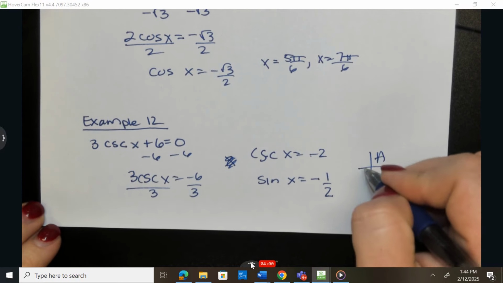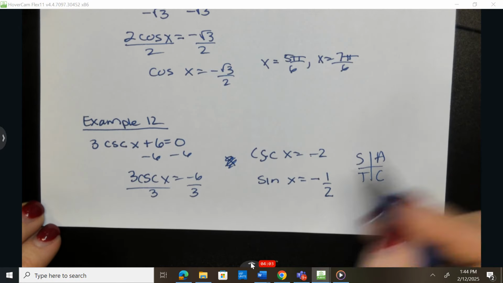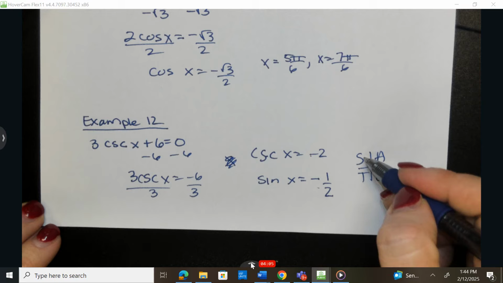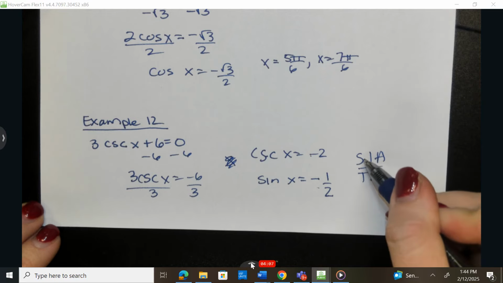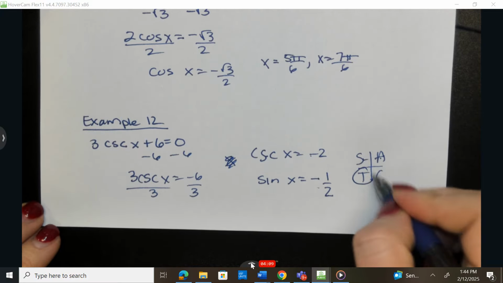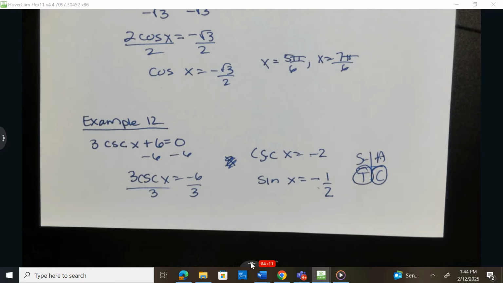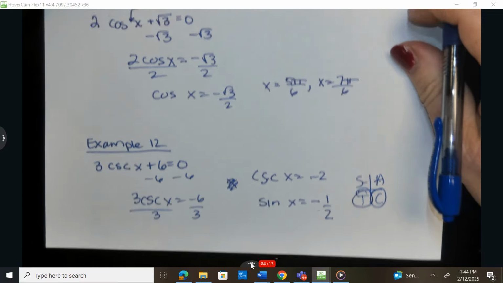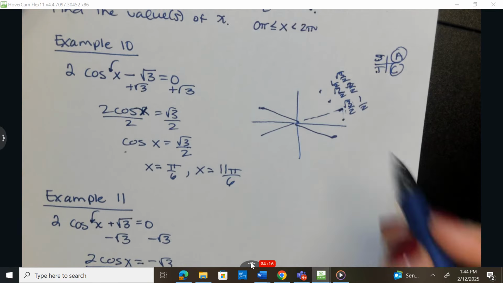Where are sine values positive? All-Star Trig class tells you that sines are only positive in quadrant 1 and quadrant 2. So I'm looking at quadrant 3 and quadrant 4. I'm going to come back up here and let's first just identify where is the sine 1/2.